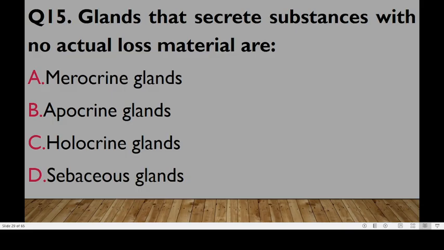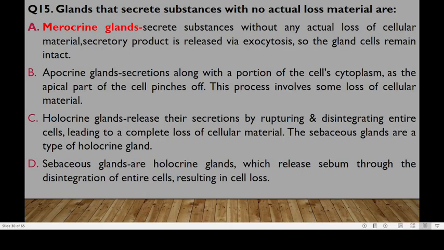Glands that secrete substances with no actual loss of material are, well, those are merocrine glands. They secrete substances without any actual loss of cellular material. Secretory products are released via exocytosis, so the gland cells remain intact.